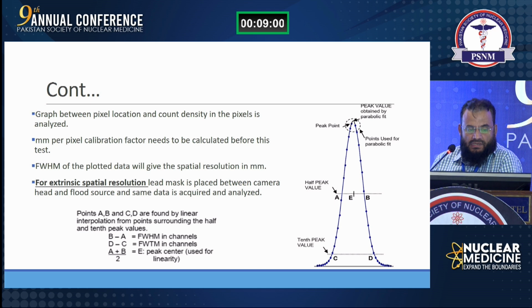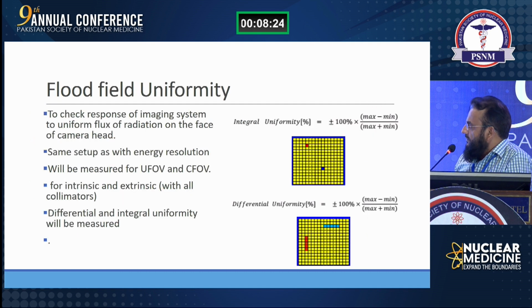From this graph, basically a graph between pixel location and count density in pixel is analyzed. Per pixel calibration factor needs to be calculated. Full width at half maximum of the plotted data will give the spatial resolution in millimeters. For extrinsic spatial resolution, the lead mask is placed between the camera head and flood source, and the same data is required and analyzed. The lower the value of the full width at half maximum, the more capable the camera is of resolving the energy of different photons. A lower value of full width at half maximum is better.